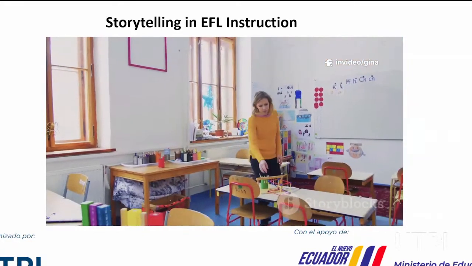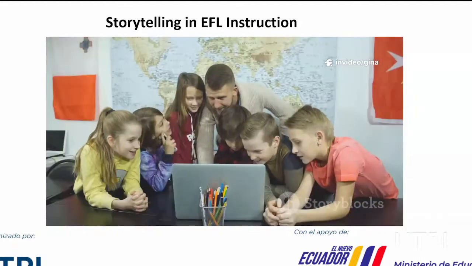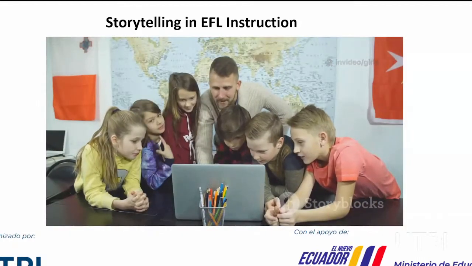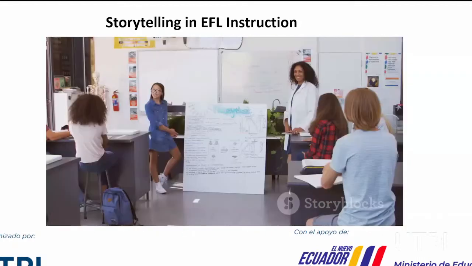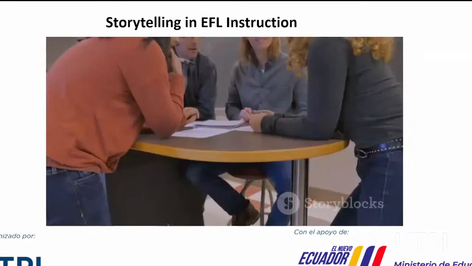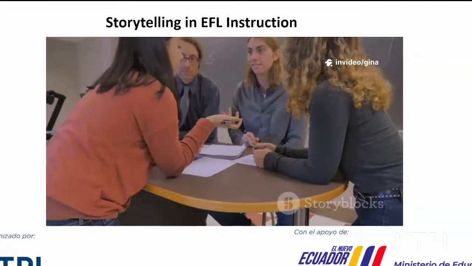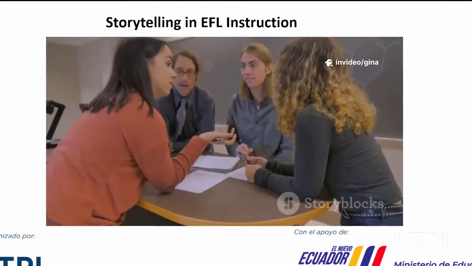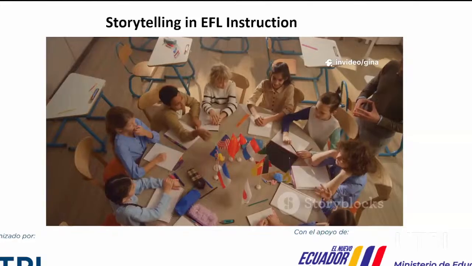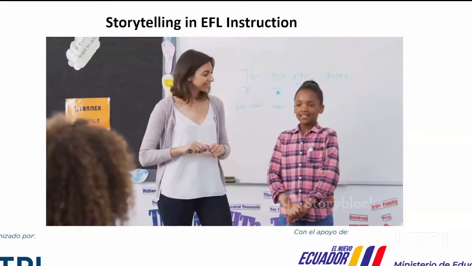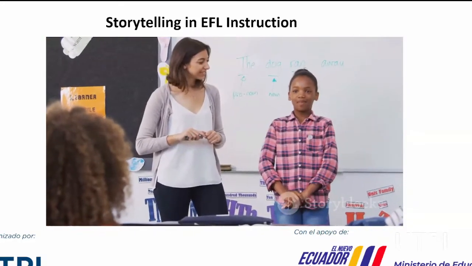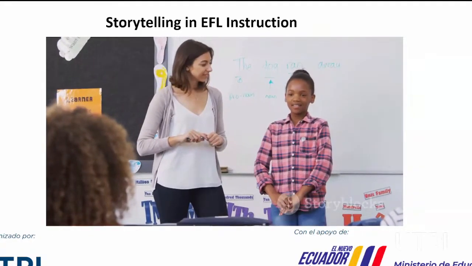Add visual aids. Pictures, puppets, or drawings make stories clearer, more engaging, and accessible to different learning styles. Encourage student storytelling. Let them add sentences, contribute ideas, or create their own tales, fostering creativity and collaboration. Use story maps or graphic organizers to help students retell stories in their own words, improving comprehension and recall.